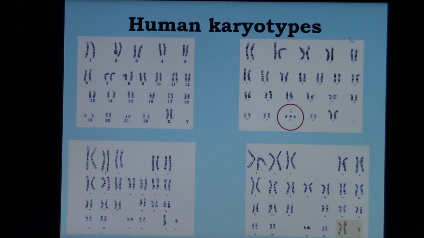Over here, we have a different karyotype. It is a female, okay? The karyotype is of a female. It's not an it, she. There are 2 X chromosomes. But notice in the circle, there are 3 21s.